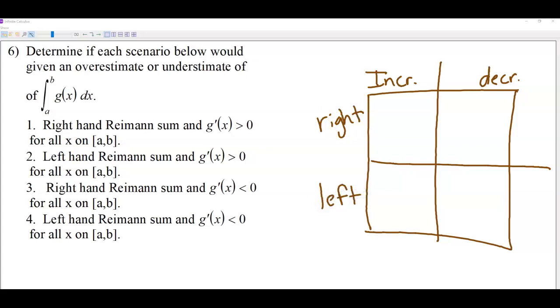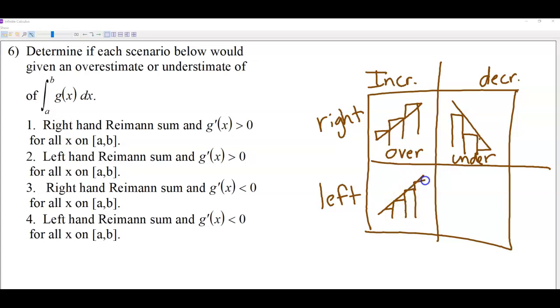Okay. Now we talked about how when a function is increasing and it's a right-hand Riemann sum, your rectangles go above the curve, and therefore it's an overestimate. Whereas if it's decreasing, your rectangles are under the curve, and therefore that's an underestimate. If you're increasing and you do a left-handed sum, that's also an underestimate. If it's a decreasing function with a left-handed sum, oops, goofed up that one. That's an overestimate.